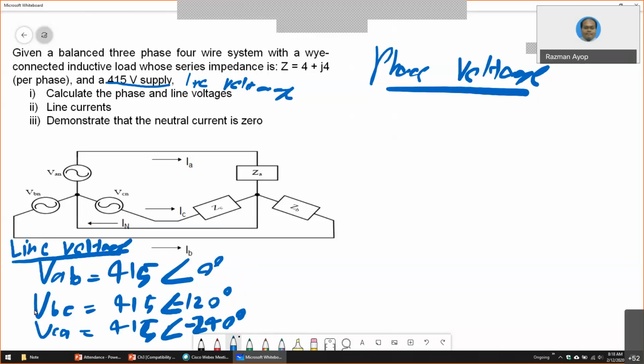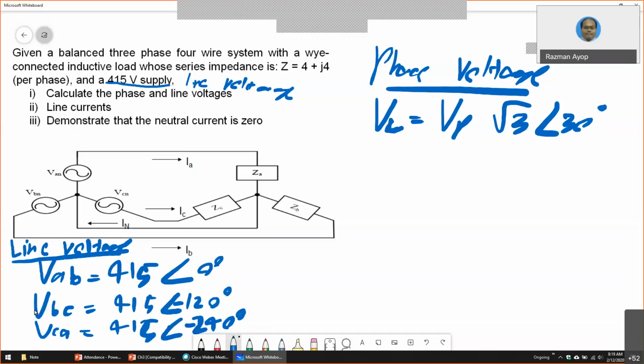Okay, for phase voltage, use the formula. So how to change it? V line is equal to VP square root 3 angle 30 degree. Sometimes students forget to flip it, V line and V phase.